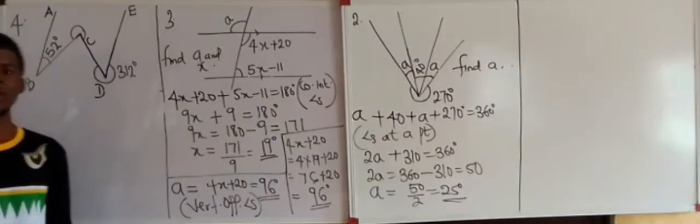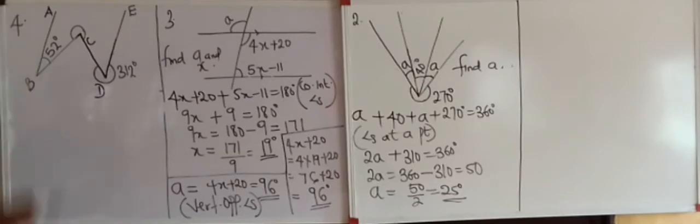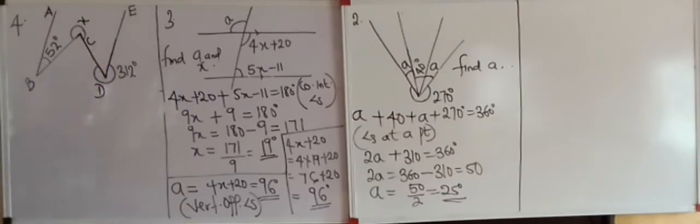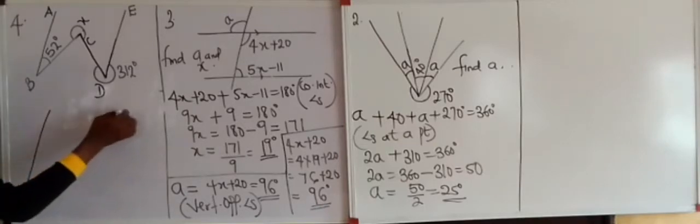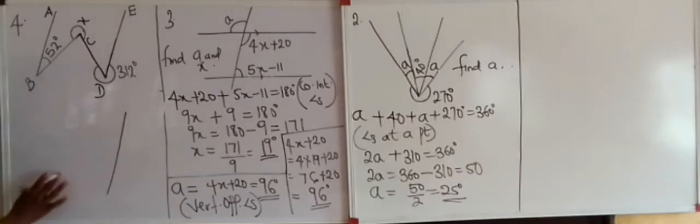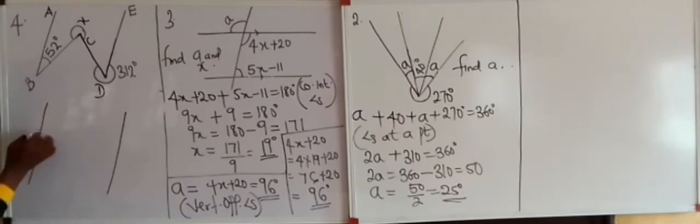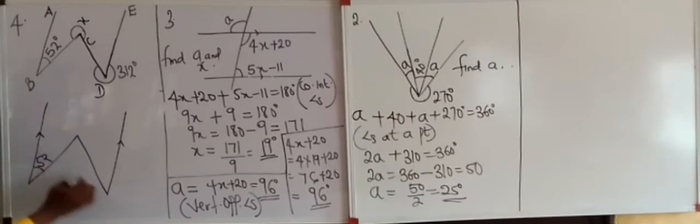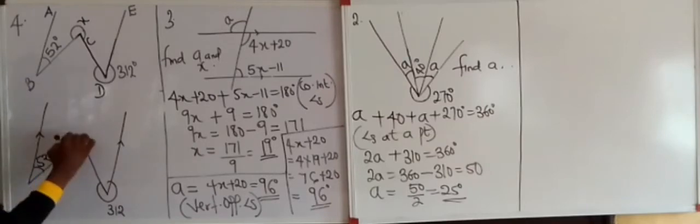Now, let's quickly solve the last question. This is the last question. And we are asked to find the value of the angle that's here, x. So, before I start solving, let me duplicate this diagram first. So, these are the two parallel lines. And I have this. Okay. I have my angle here 52. I have an angle from here 312. So we're asked to find the value of this angle here.